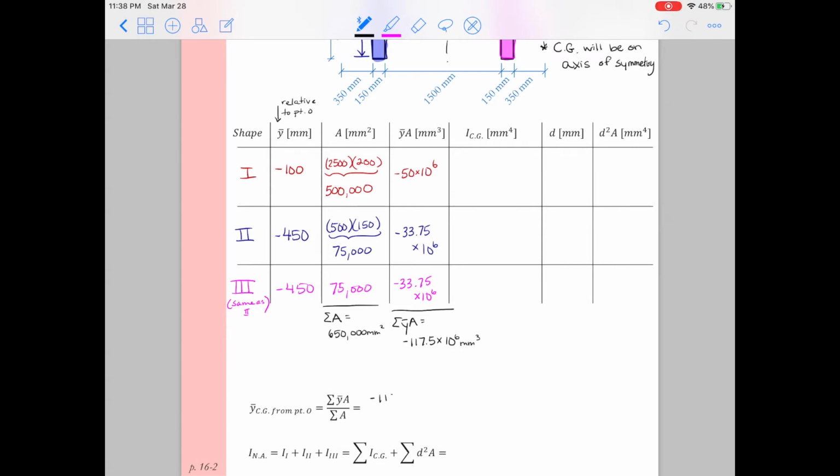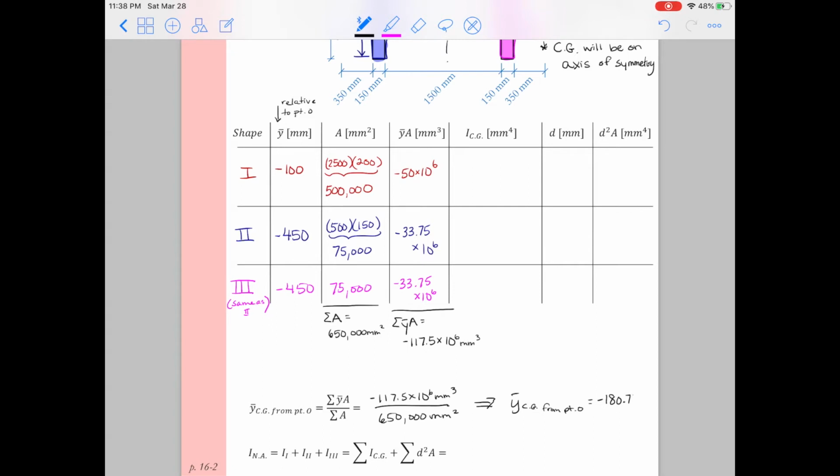So I'll plug these answers into my formula. Take the summation of y bar times a and divide it by the summation of a. And put this in my calculator. I come out that y bar is going to be a negative 180.769 millimeters.